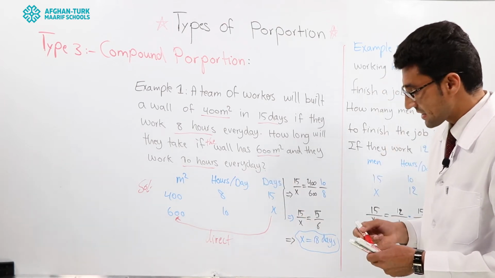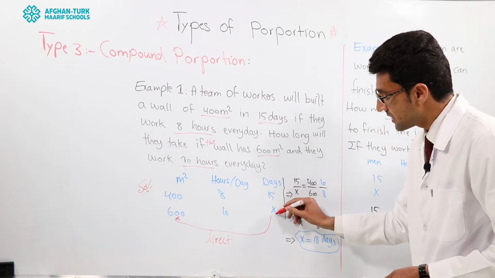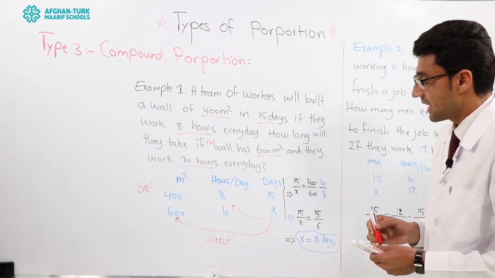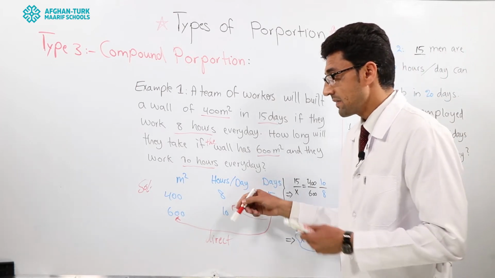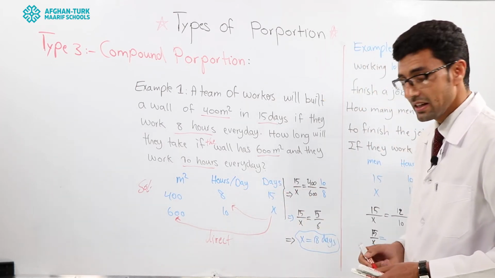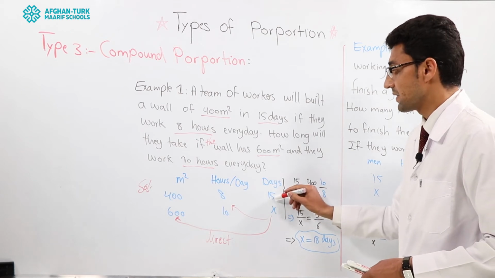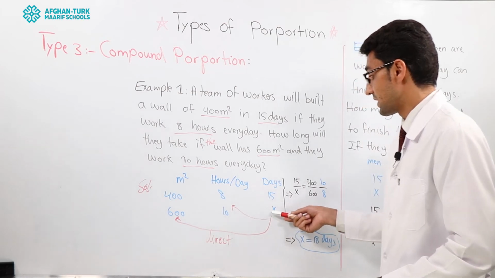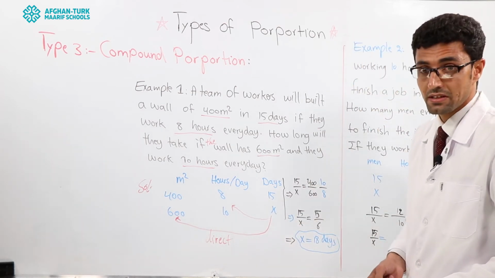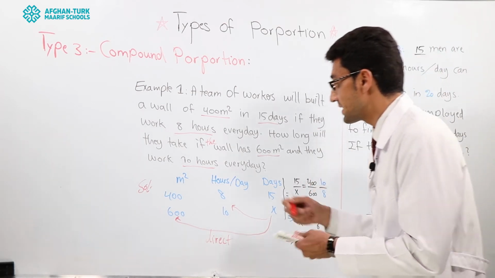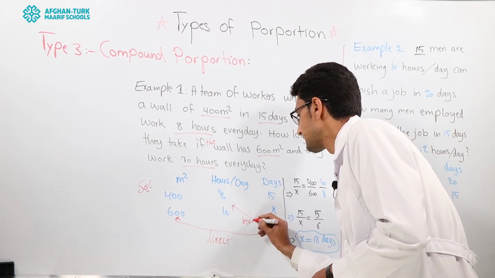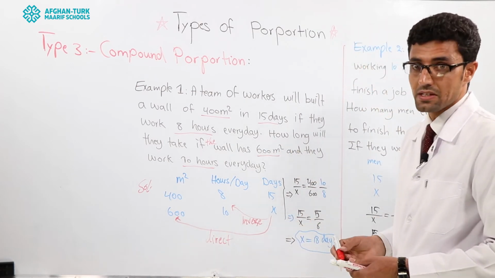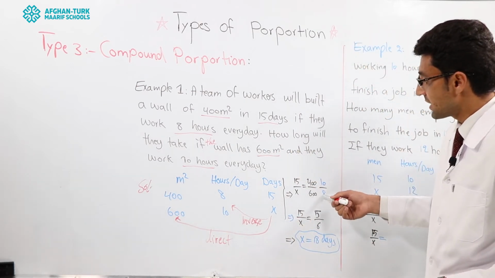And then in the next step, I have to compare 15 over x with this. Okay? Now, if the team works 8 hours per day, it takes 15 days. If they work less than 8 hours, the days will increase. It means that it is inverse. This increases, but this decreases. Okay? And I have to write inverse.